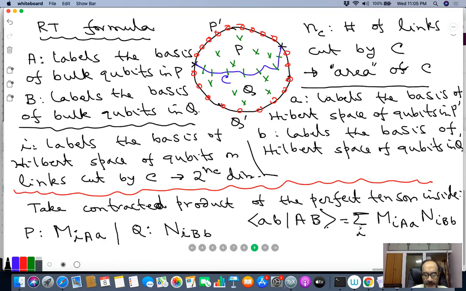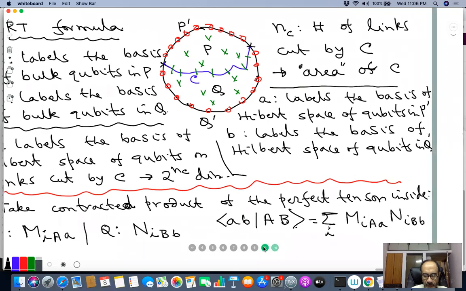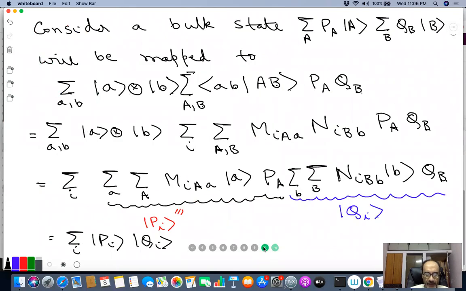This is a matrix element. I to begin with was labeling the Hilbert space that was supported on this one, right? Yeah. But M_IAA is just a matrix element, right? Here you don't see the states I. So the important point is that the sum runs over these 2 to the N_C number of independent states. So I takes 2 to the N_C values, right?